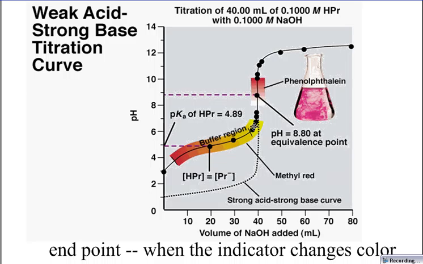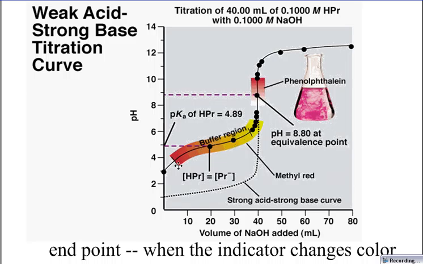However, if we were trying to determine the half equivalency point, if we wanted to know when our concentration of acid equals our concentration of base, we wouldn't be able to use phenolphthalein because it wouldn't change until much later, until we passed it.